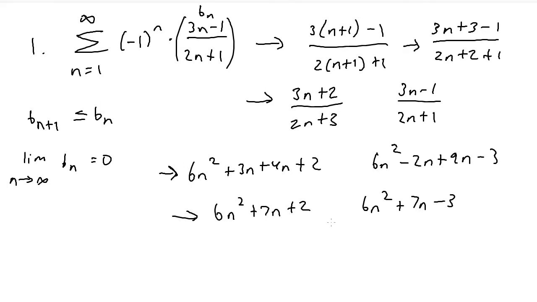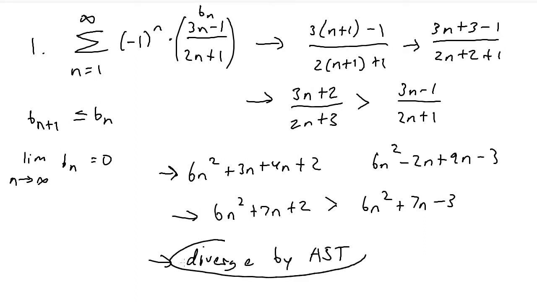And notice how the left side is greater than the right side, because positive 2 is greater than -3, which means the left fraction, or b sub n plus 1, is greater than b sub n. And notice how this does not meet the condition where b sub n plus 1 needs to be less than or equal to b sub n. So we know this series will diverge by the alternating series test, or AST.